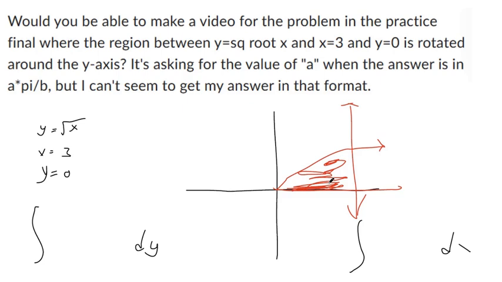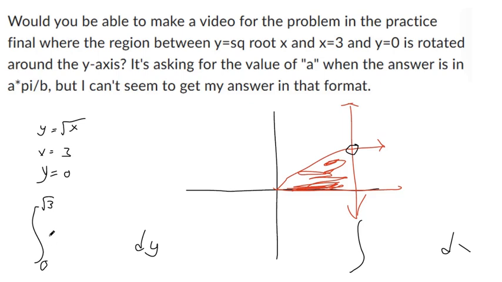So if we do it through the washer method, we are going to integrate with respect to y. This is starting at y equals 0. And then to find the endpoint, you would want to plug in x equals 3 to find out this y value, to find out where these two lines intersect. So it's going to end at square root of 3. That's the ending y value.